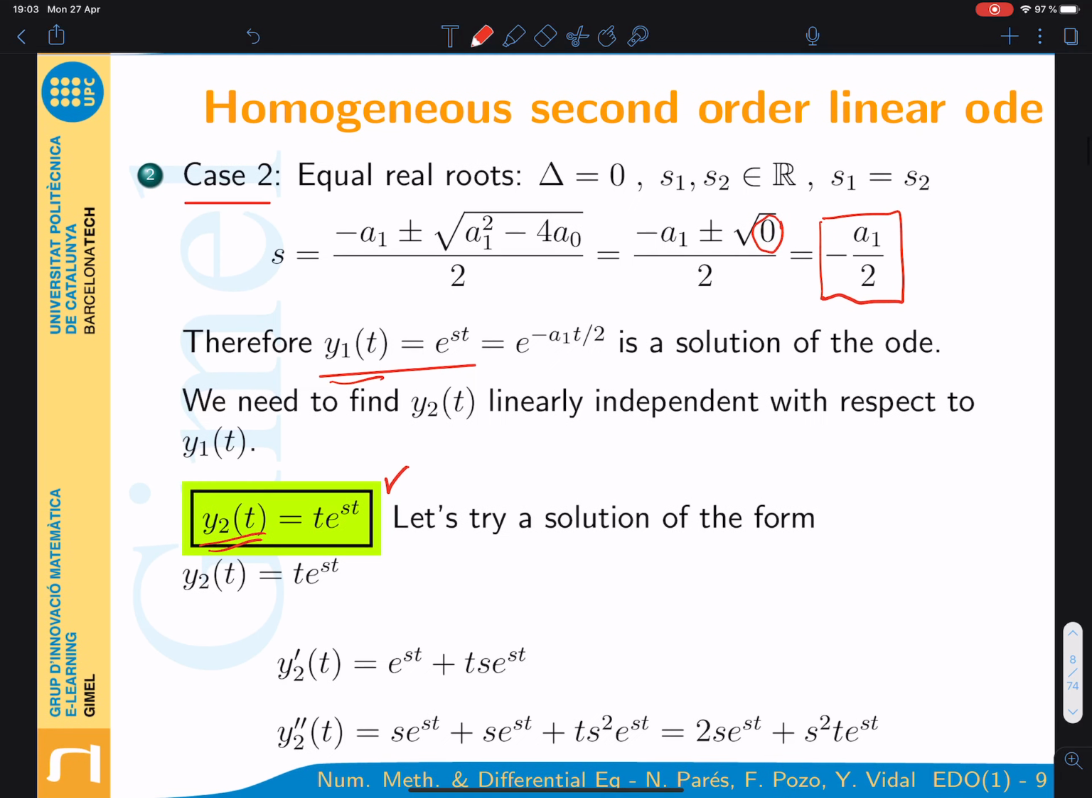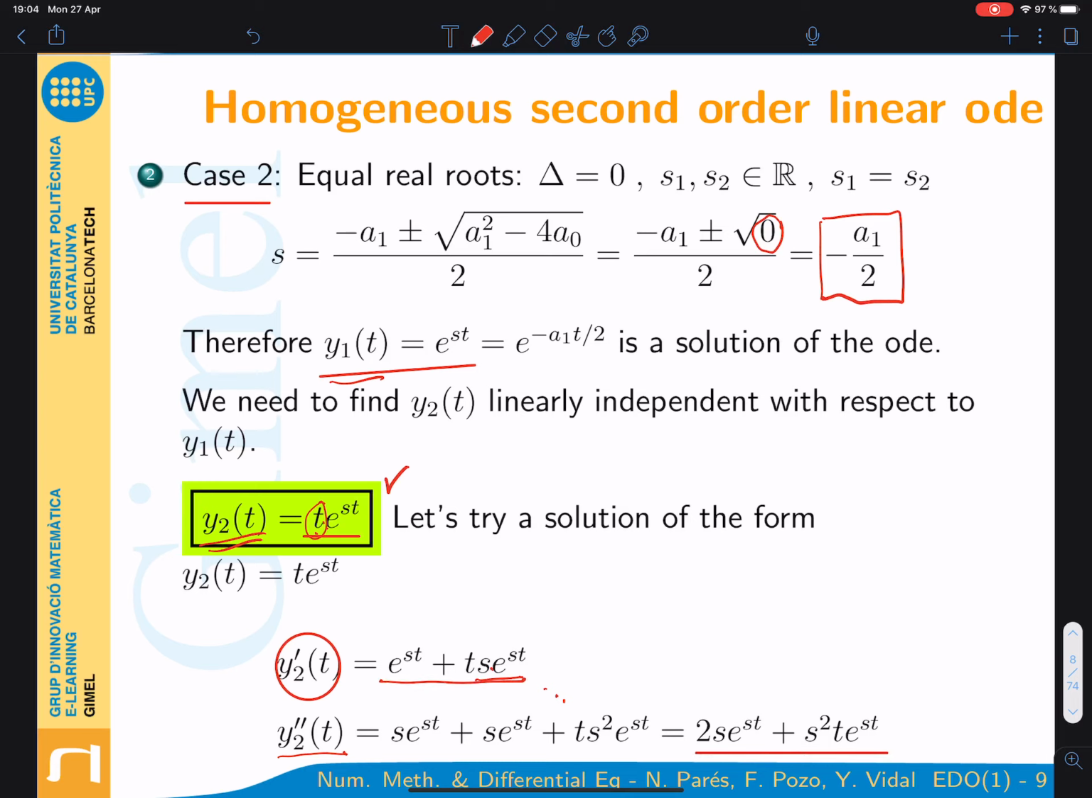So here what we are doing is just checking if y2 is proposed to be this formula, then we can compute y prime 2, just following the multiplication formula to take the derivative here. So the derivative of t is 1 times the exponential plus t times the derivative of the exponential, which is itself times s. And then we need to compute the second derivative. So we will just do the calculations and we will get that is this formula here.